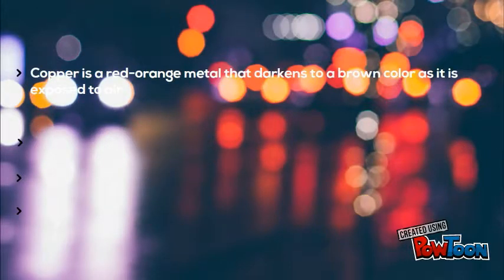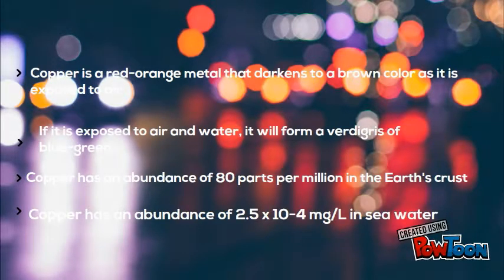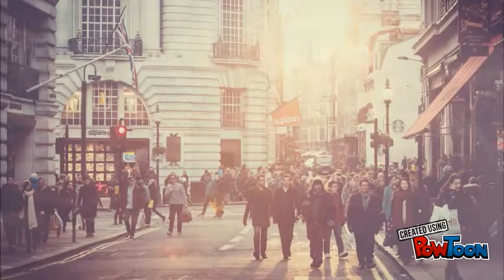Copper is a red-orange metal that darkens to a brown color as it is exposed to air. If it is exposed to air and water, it will form a verdigris. Example of product made of copper: copper light.